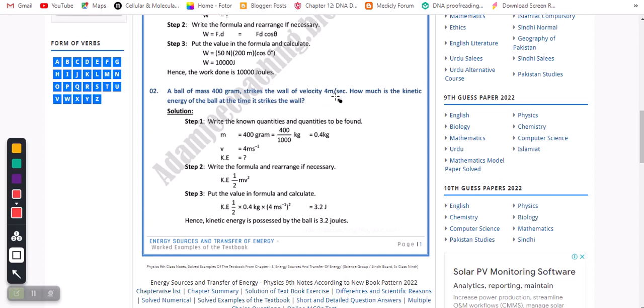A ball of mass 400 gram strikes the ball with velocity 4 meters per second. How much is the kinetic energy of the ball at the time it strikes the ball? We have to find out the kinetic energy.